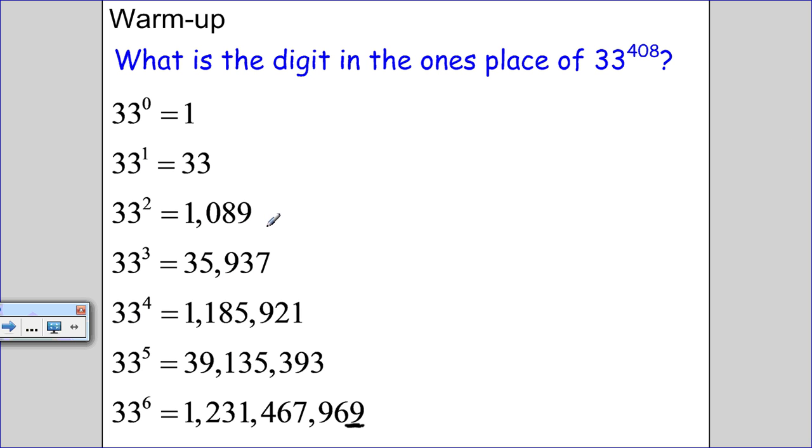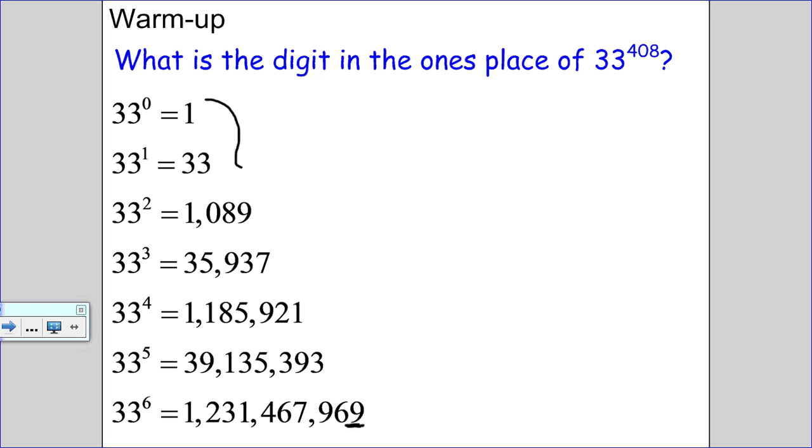Okay, so how do we figure it out? Well, I hope you would have noticed that there is a pattern here. Look at the digits in the ones places from 33 to the 0 onward. It goes 1, 3, 9, 7. 1, 3, 9. Guess what the next one's going to be? You guessed it, 7. We have a pattern here for the digits in the ones places. They go 1, 3, 9, 7. 1, 3, 9, 7. We could even make a song out of it.